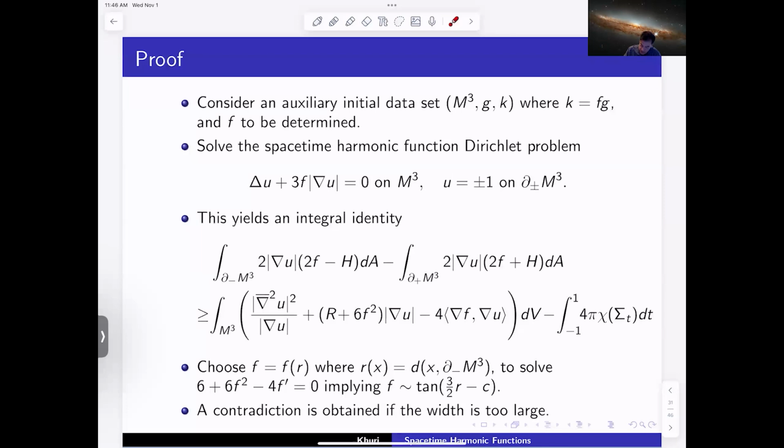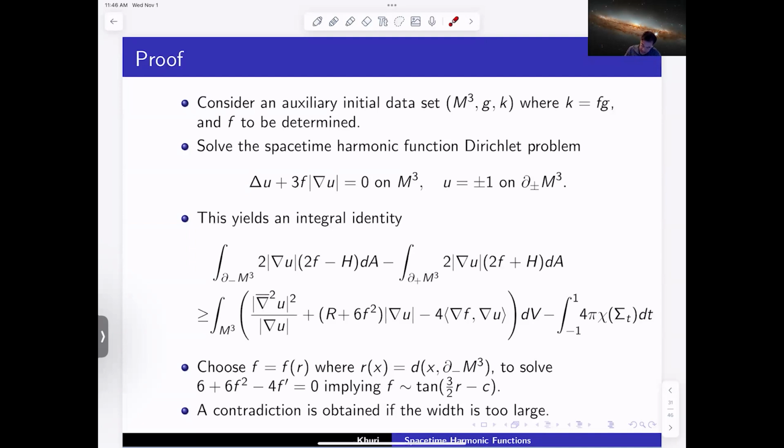And then you just have to choose the correct function that does that, which satisfies an ODE, so that this will be non-negative, and then you get a contradiction if the manifold is too long. When you solve this ODE, if the manifold is too long in the correct direction, then you're able to make the functions blow up and so forth. So the solution to this ODE depends on how long the manifold is. That's how you get the contradiction.